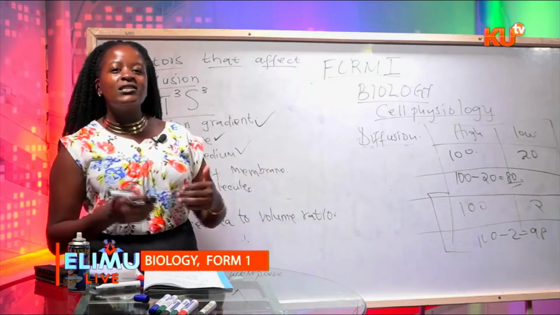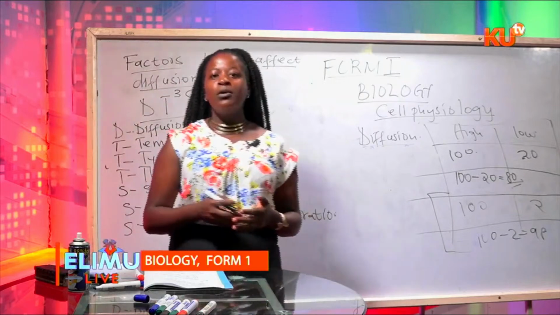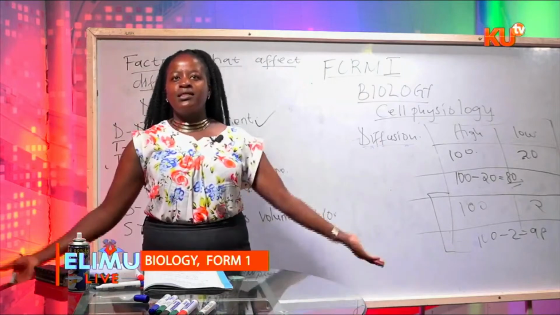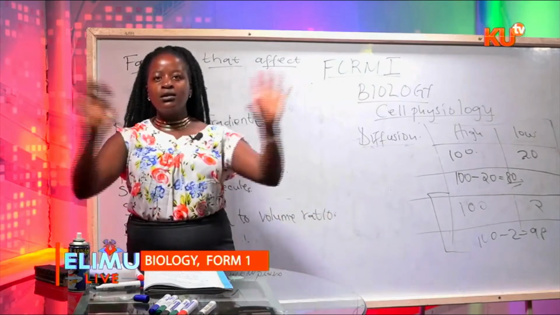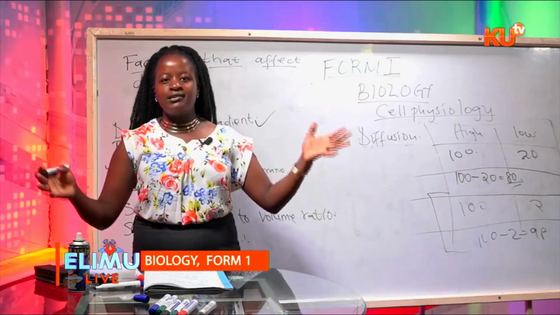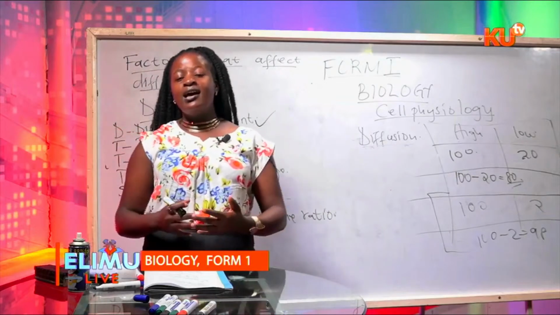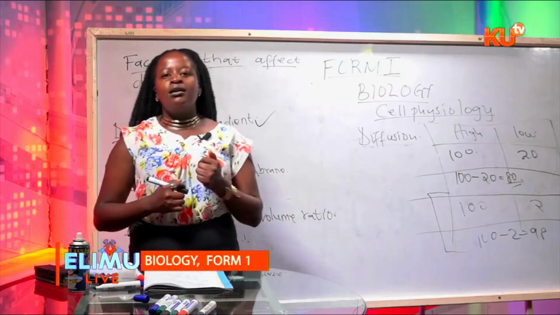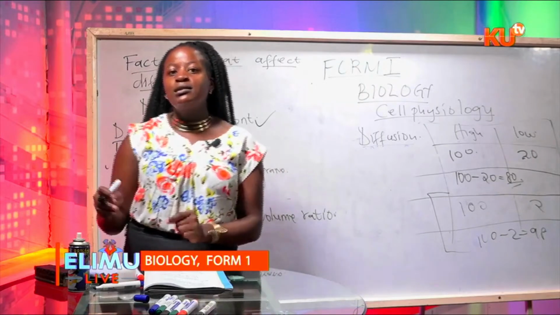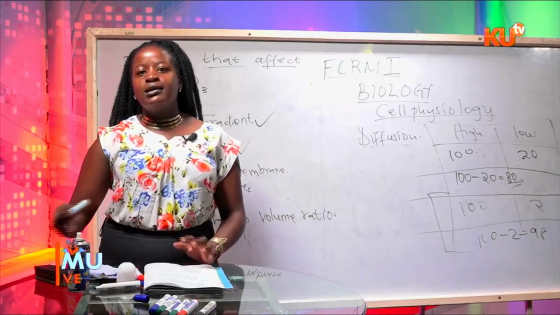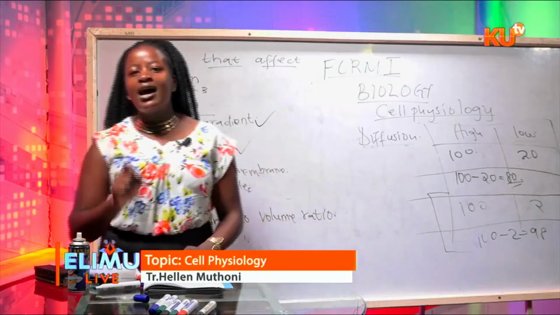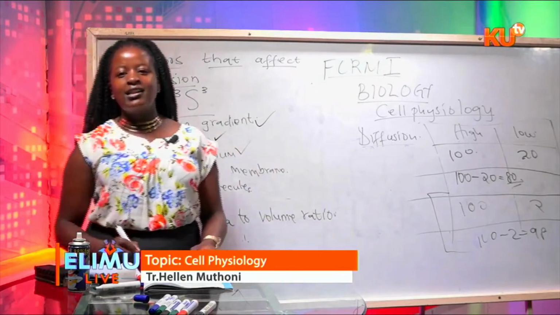When particles are diffusing, for example in gases, this can be an open environment because the atmosphere is made up of many gases. So when particles are moving around this area, they will move faster compared to the same particles moving in water. So diffusion is faster in gases than in liquids.